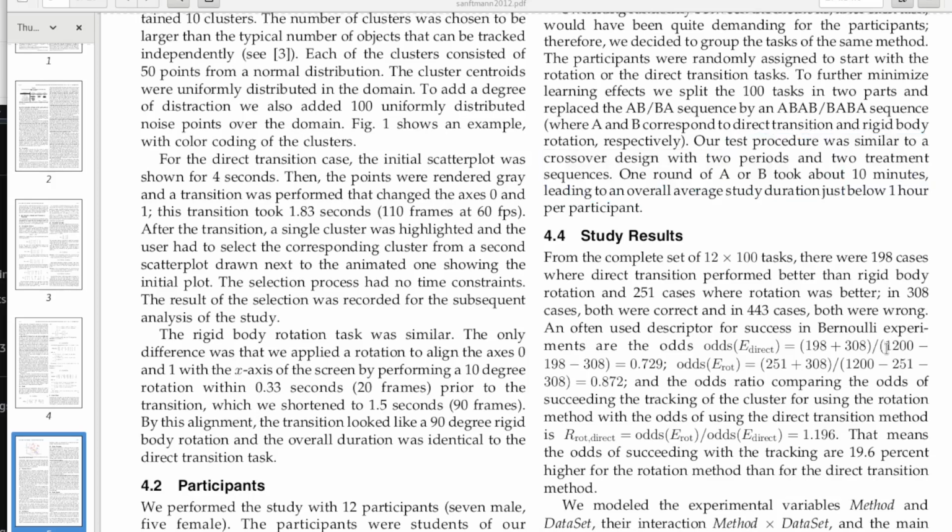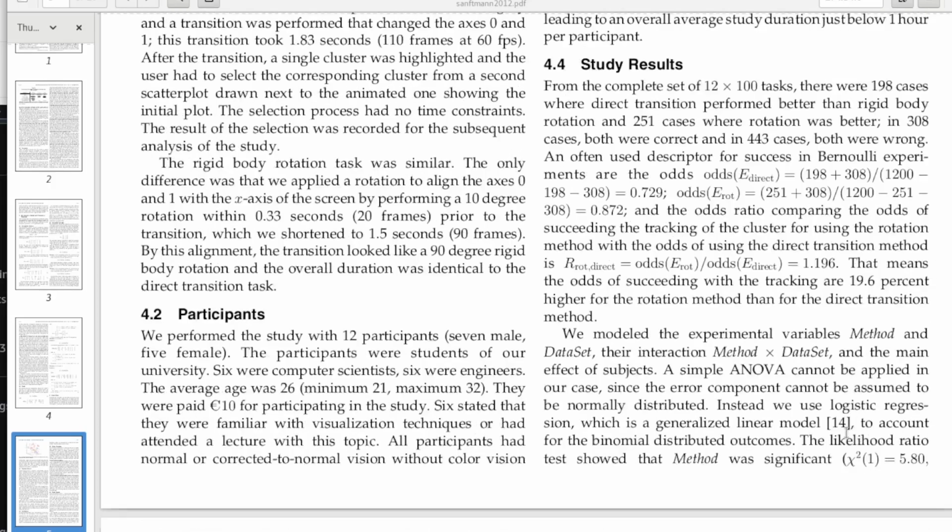From the complete set of 1200 tasks, there were 198 cases where direct transition performed better than rigid body rotation, and 251 cases where rotation was better. In 308 cases, both were correct, and in 443 cases, both were wrong. An often used descriptor for success in Bernoulli experiments are the odds. Odds(direct) = (198 + 308) / (1200 − 198 − 308) = 0.729. Odds(rot) = (251 + 308) / (1200 − 251 − 308) = 0.872.